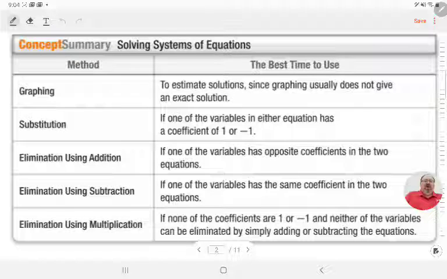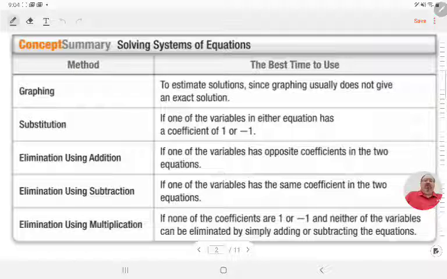Okay? Then we use elimination by addition, if one of the variables has opposite coefficients in the two equations. So if one's positive, one's negative, and it's the same term, then using addition works best. Now, we also did elimination using subtraction. If one of the variables has the same coefficient in the two equations, so they're both positive or they're both negative, then you would use subtraction.